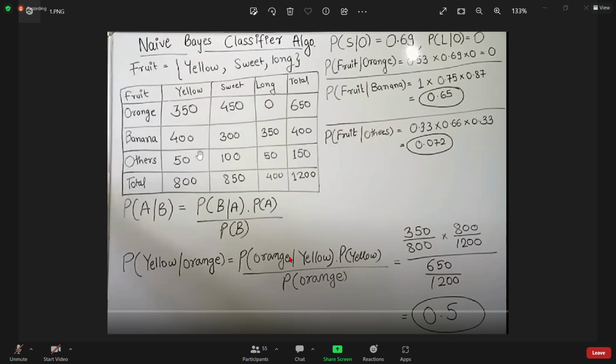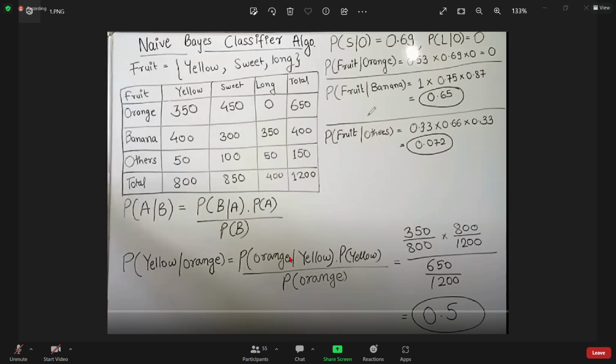So now have a look at this. 350 plus 450 is 800. 450 plus 400 is 850. Now you can add this. Now I have one dataset right now, but we cannot add them. I don't understand the total columns. Very simple, buddy.